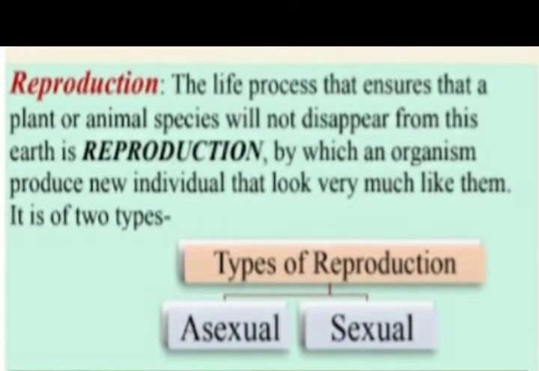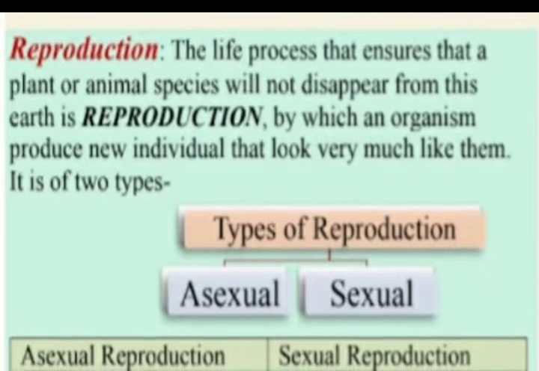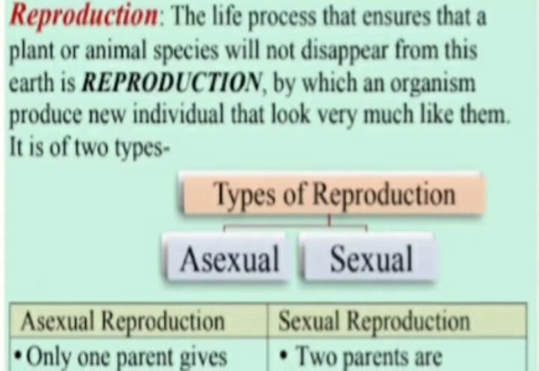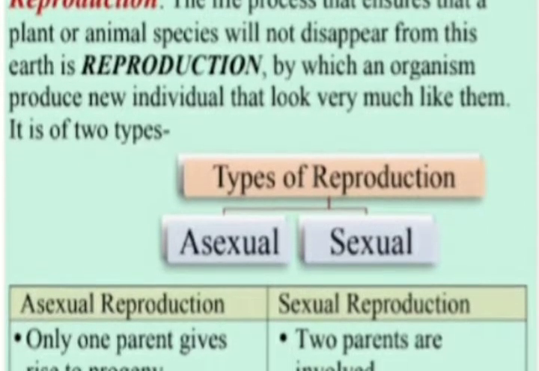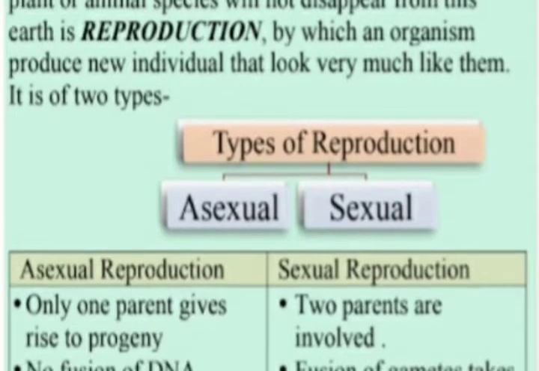Reproduction is the life process that ensures that a plant or animal species will not disappear from this earth, by which an organism produces new individuals that look very much like them. There are two types of reproduction: asexual and sexual.